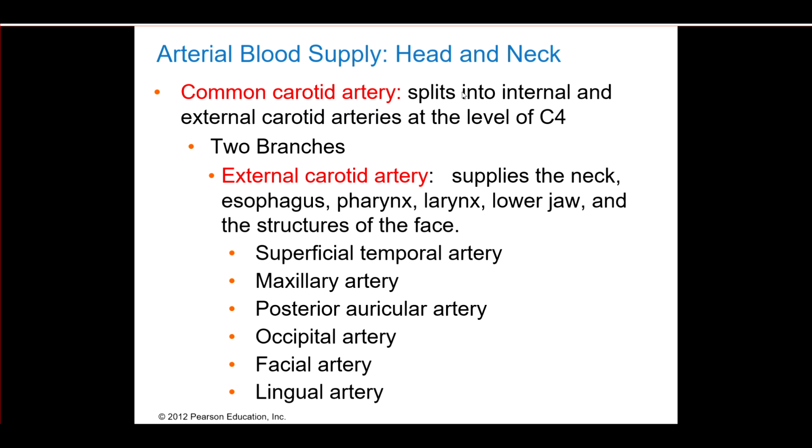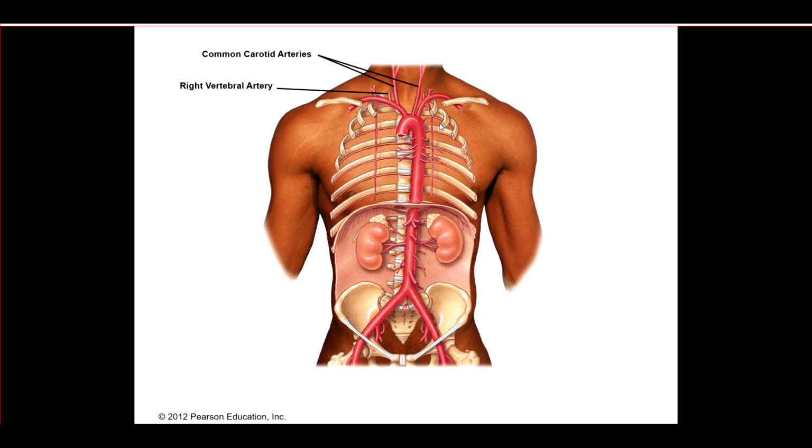At about the level of the fourth cervical vertebrae, the common carotid arteries split into an internal carotid artery and an external carotid artery. Let's take a look at that. Come down this picture here. So here was our common carotid on the right. Here's our common carotid on the left.